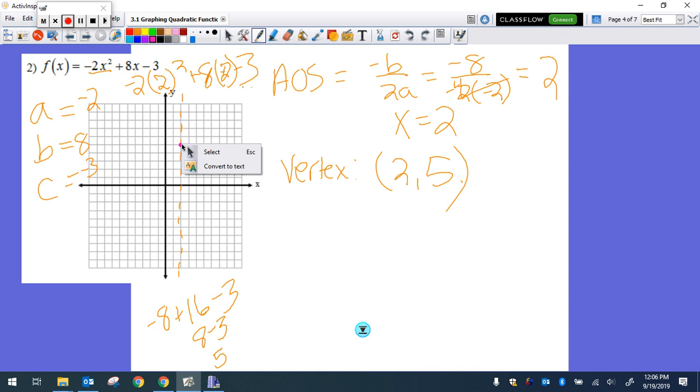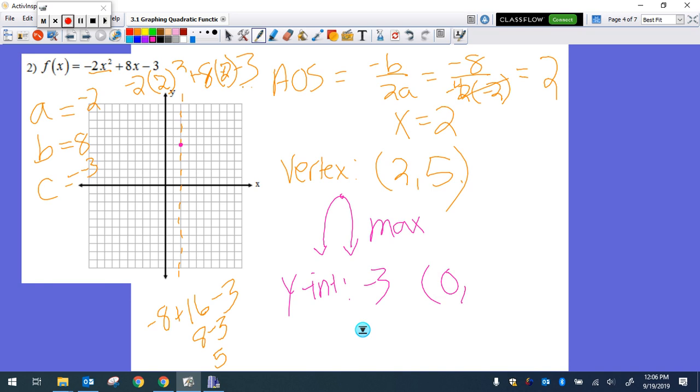that's my vertex. This time, because A is negative, that means it's going to open down, which means that's going to be a maximum. And then my y-intercept is going to be my C, and C is at -3. But again, we want to write that as an ordered pair. It's going to be at 0, -3, down here. And again, just to get another point to make it a little easier to graph, I'm going to reflect that over my axis of symmetry. So this is what this parabola will look like.